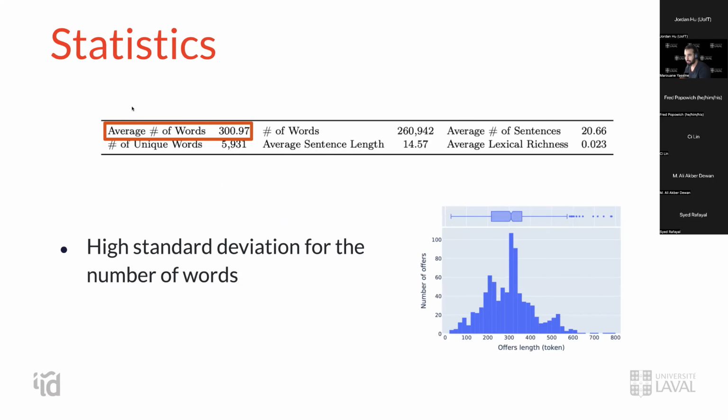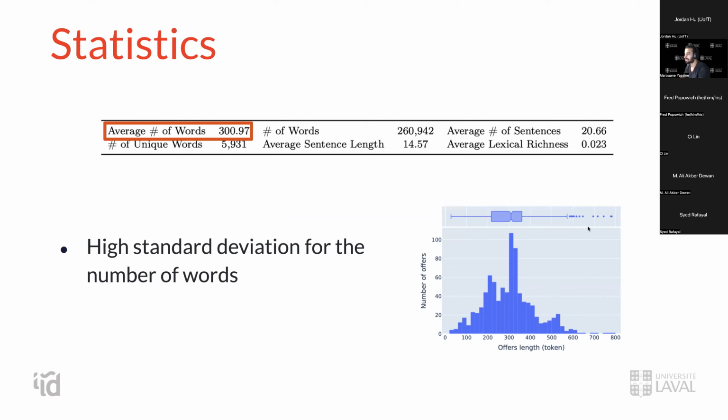So I'm going to present a few statistics of the dataset itself. As you can see, we have an average number of words per offer of 300, so usually mid to long offers, but there's a very, very high standard deviation. As you can see, the distribution varies a lot from one offer to another. And we also have a few outliers here.